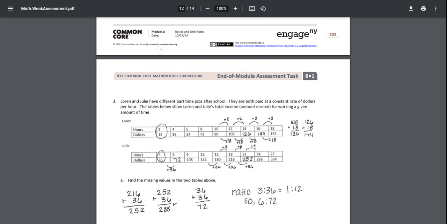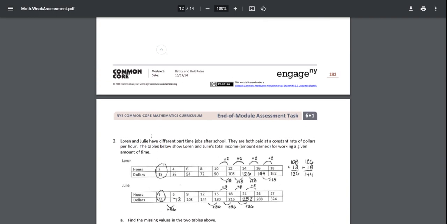Number 3. Lauren and Julie have different part-time jobs after school. They are both paid at a constant rate of dollars per hour. The tables show Lauren and Julie's total income for working a given amount of time. So Lauren's earning $18 every 2 hours. Julie's earning $36 every 3. So she's jumping $2 every time.